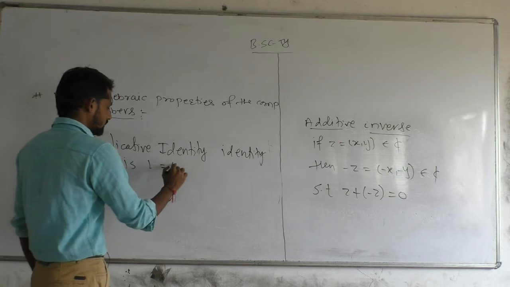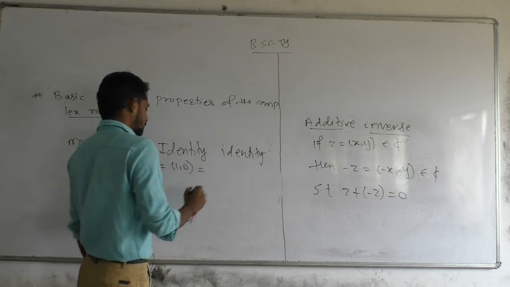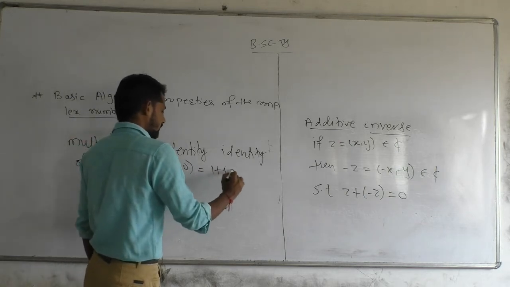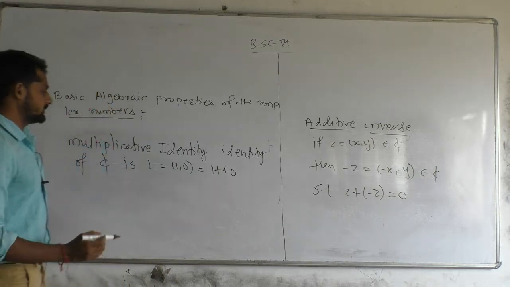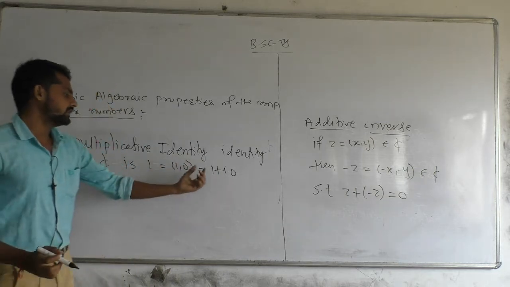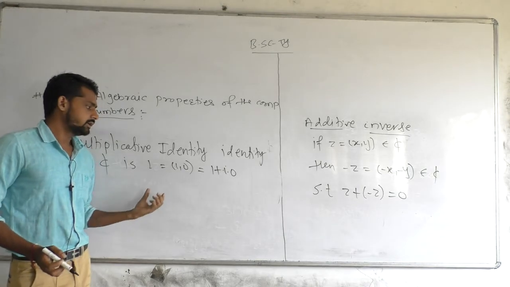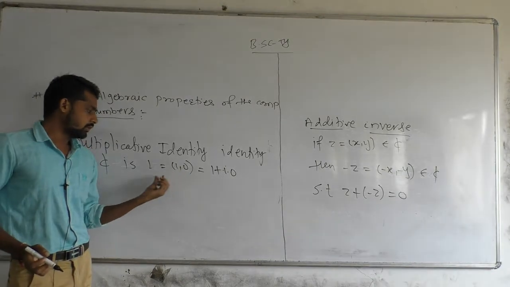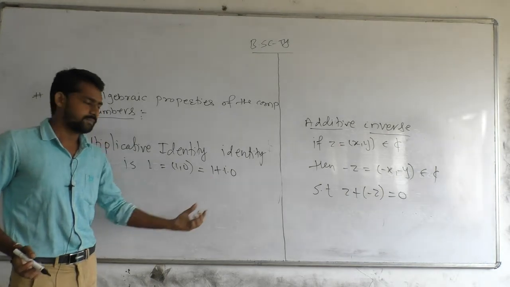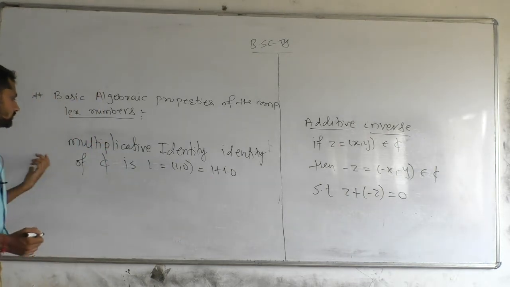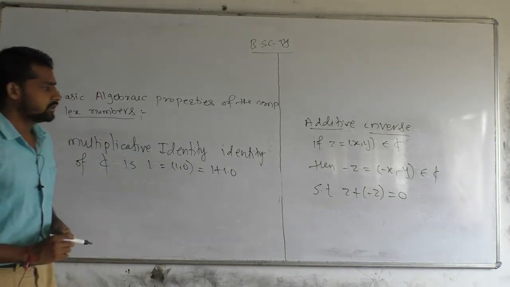So 1 can be written as (1, 0). It can be written as 1 times 1 plus i times 0. So the multiplicative identity of complex numbers is 1, and it belongs to C because (1, 0) can be written in this form. So the multiplicative identity of the complex number exists and it belongs to C.